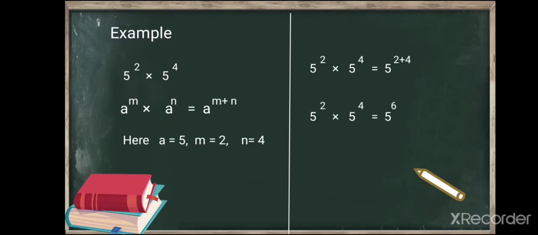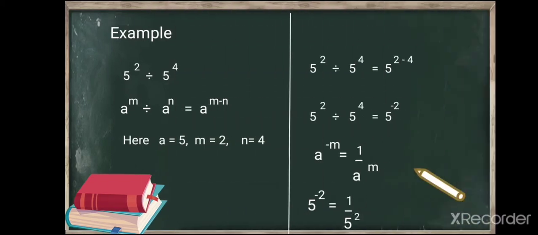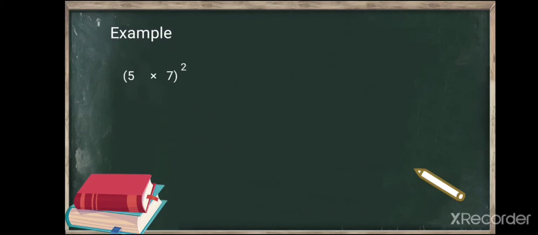The same method we can use for the division symbol also. So we will get here subtraction, minus 2. So here we get this index value as a negative value. So again by using one more formula, a raised to minus m, we can convert this minus symbol into positive. Therefore we will get this answer. Let's solve the next question.